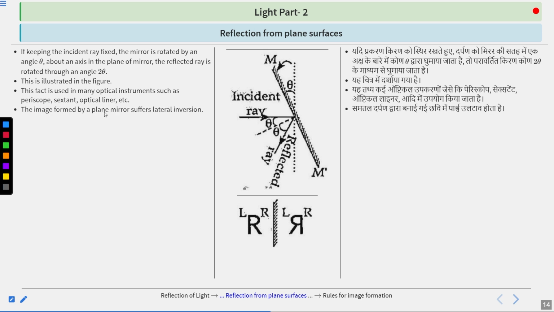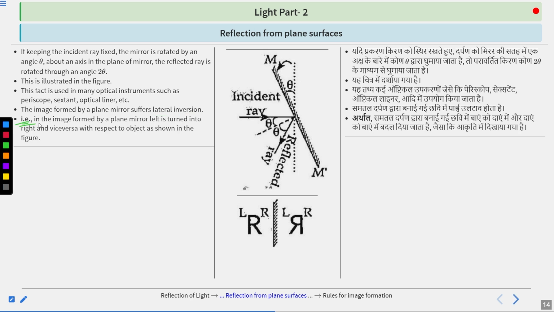The image formed by a plane mirror suffers lateral inversion also. Therefore, in the image formed by a plane mirror, left is turned into right and vice versa with respect to the object, as shown in the figure. So if you see, this is an object and this is the mirror. So here you can say these things are getting interchanged. First, the direction of R. The R was in this direction. Now it is in this direction. Here first is R. Here first is L. Here last is L. Here last is R. So actually we could say that it is getting inverted or reversed.